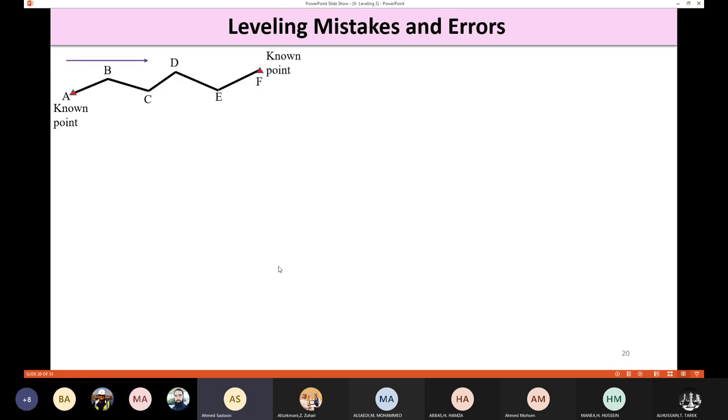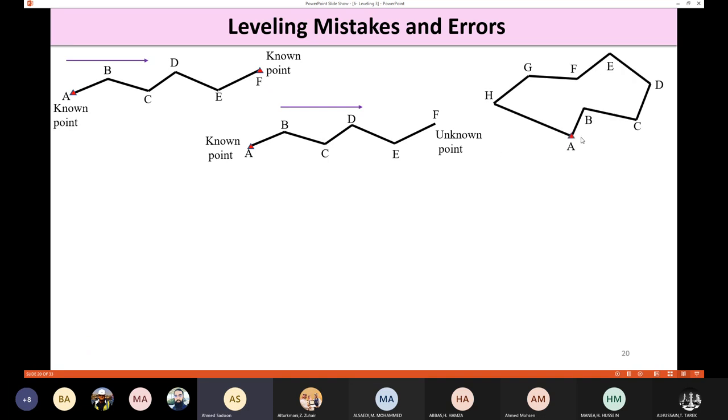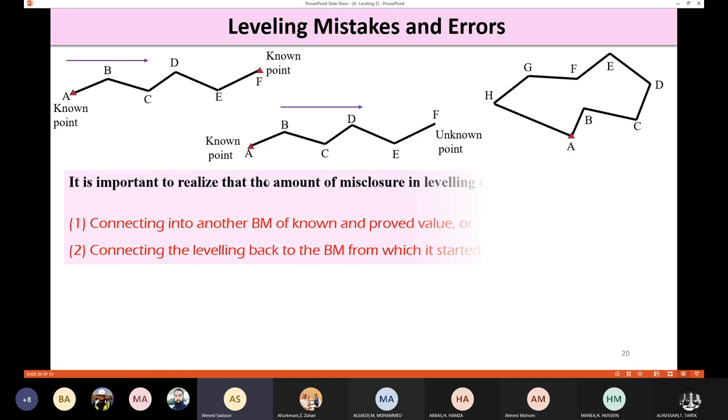In order to determine the error, we should start with the known point and finish with a known point. If you start with a known point and finish with a known point, you will be able to determine the error. In case you start with a known point and finish with an unknown point, you will not be able to determine the error. If you start with a known point and finish with the same known point, again, you will be able to determine the error. So in this case, you will be able to determine the error. In this case, also you will be able to determine the error, while in this case, you are not going to be able to determine the error.